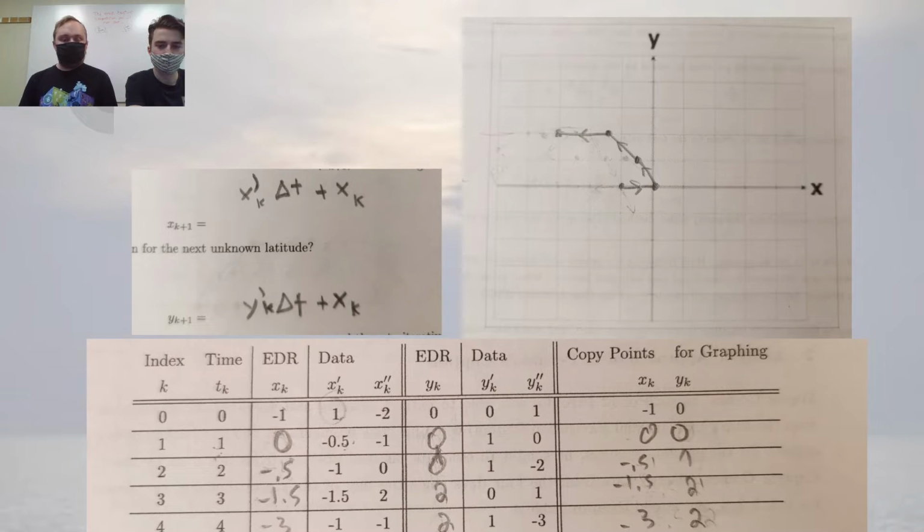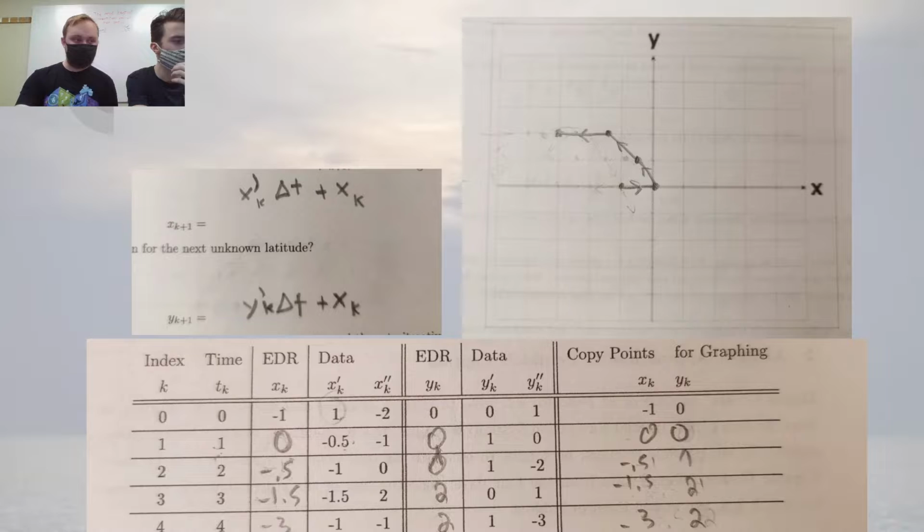Now, this is how we actually calculated our numerical data points. We took the x prime and plugged it in and calculated x_{k+1}. And then we plotted it on the graph off to the side, and that's what you see. You see our numbers: 0, 0, negative 0.5, 1, negative 1.5, 2, negative 3, 2. This is all to estimate where our end position is based on our velocity data. That's the process from the ship's perspective for Captain Gomez.